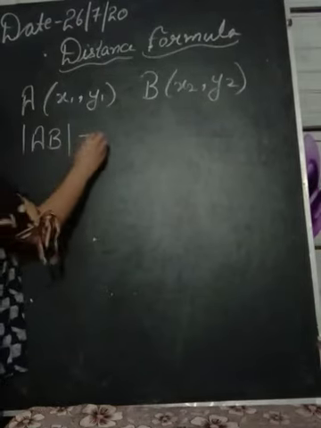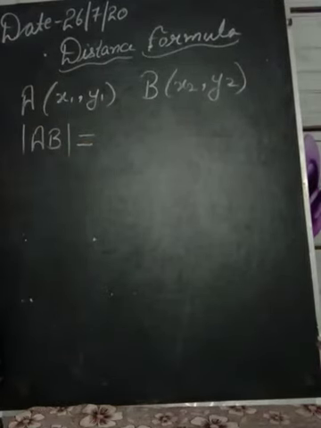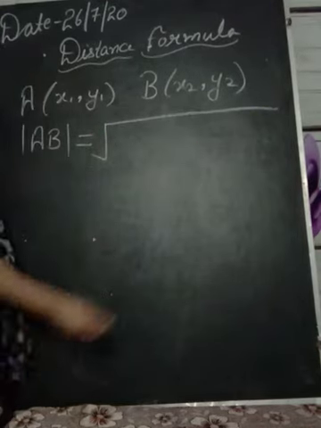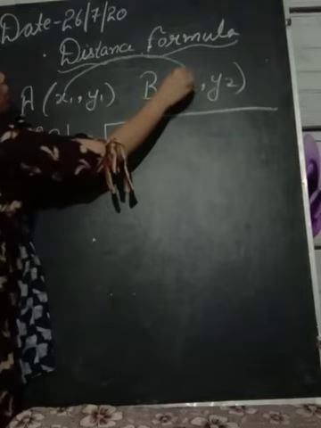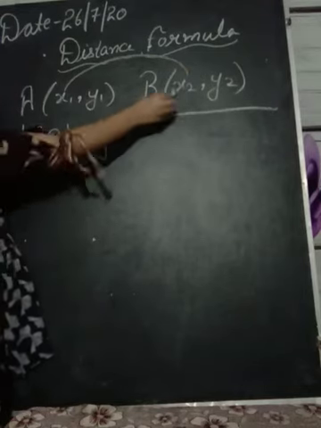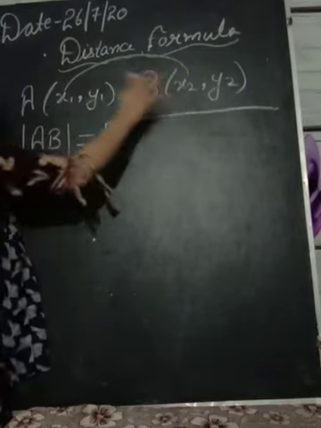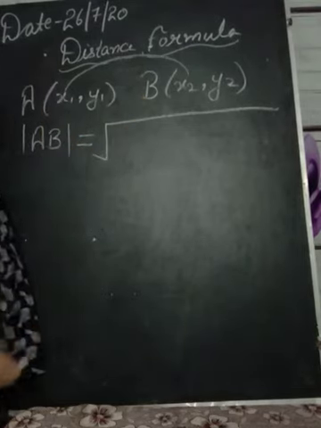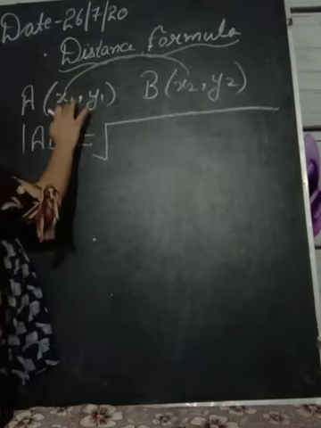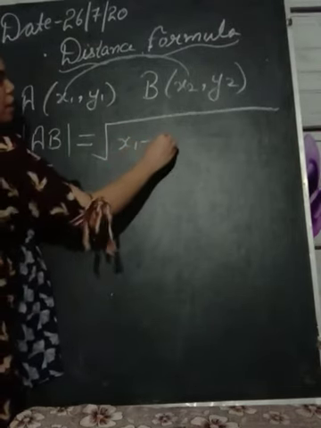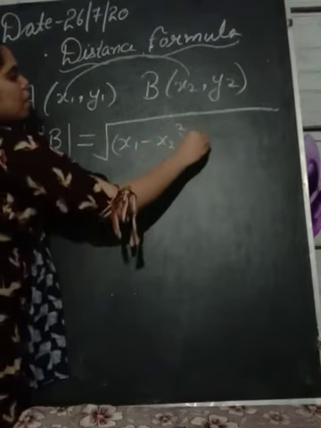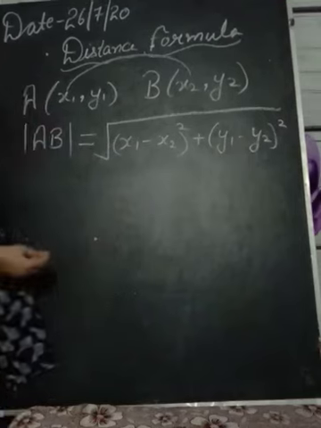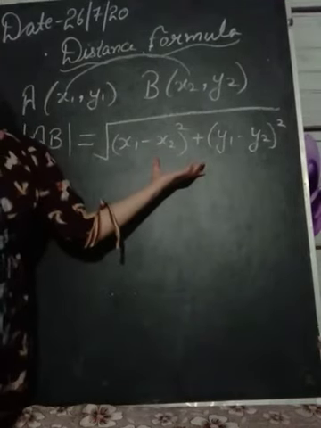So here we are going with our distance formula. First you have to write the square root. After that you have to take the abscissas, the first coordinate values x1 and x2. It's your wish, you can subtract x2 from x1, or you can subtract x1 from x2. So x1 minus x2 squared plus y1 minus y2 squared, this way. This is our distance formula.